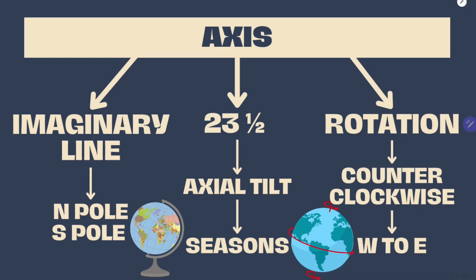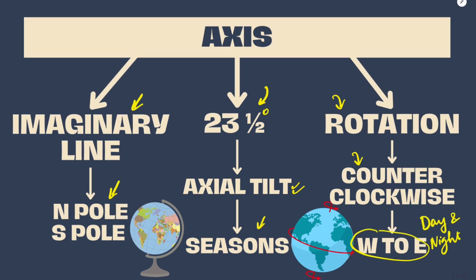Coming to the axis, it is an imaginary line that runs from North Pole to South Pole. It is tilted at an angle of 23.5 degrees. This is called the axial tilt and is responsible for seasons. And the Earth rotates counterclockwise around its axis, that is, from west to east, which is responsible for day and night.